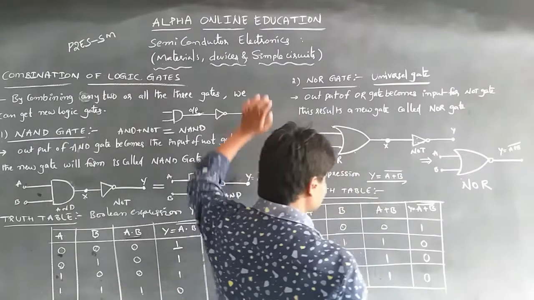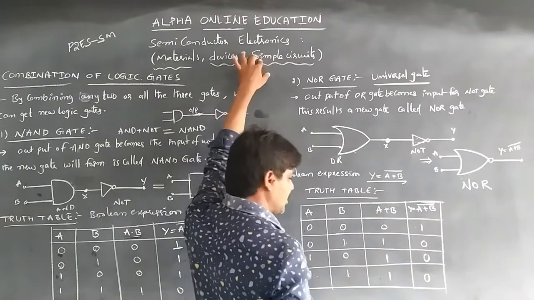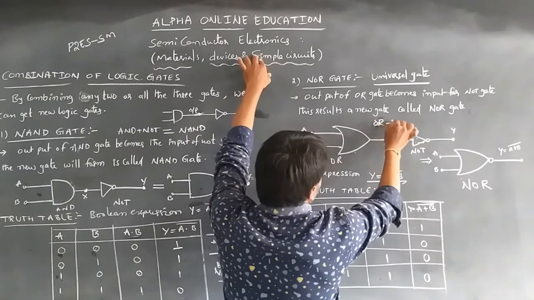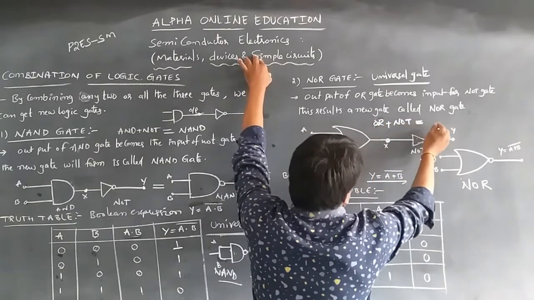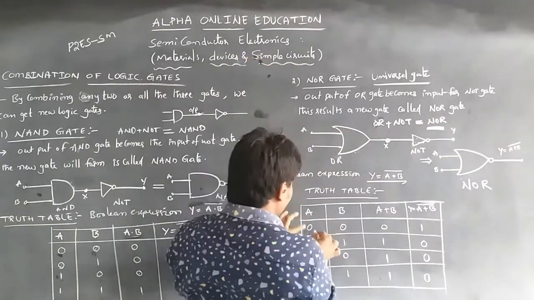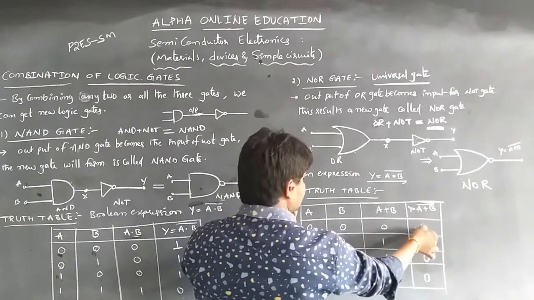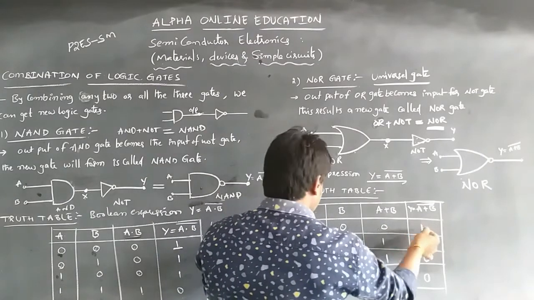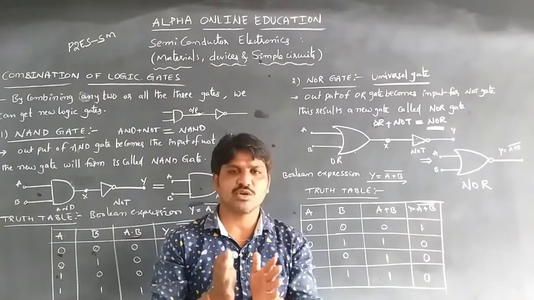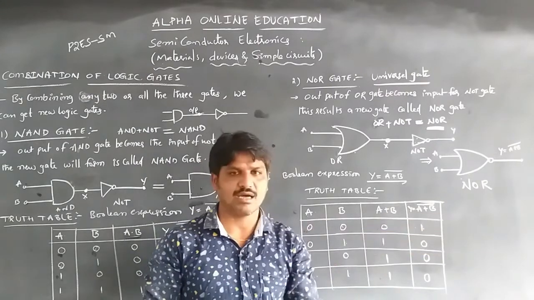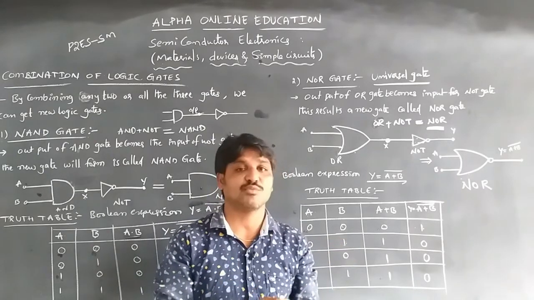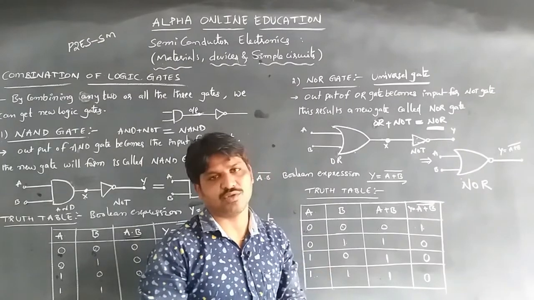If we come to the NOR gate, whenever we connect the NOT gate to the OR gate, it is formed. OR plus NOT is equal to NOR gate. So whenever the inputs are low, the output becomes high. Only when the two inputs are low will the output be high in the NOR gate. In all other cases, if both inputs are high or either one is high, we get a low value in the NOR gate.